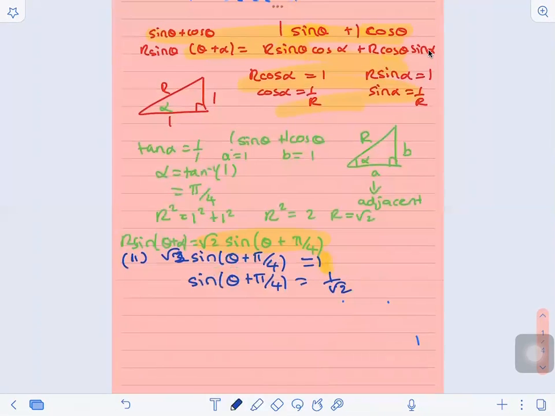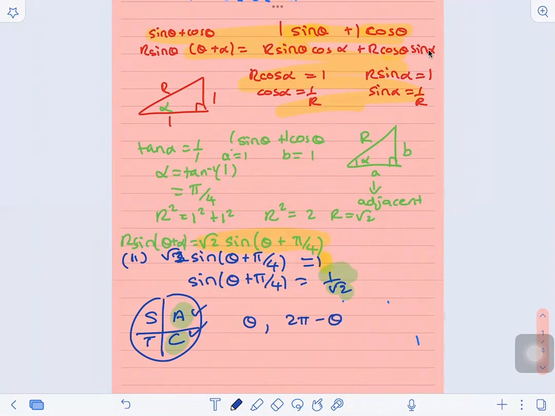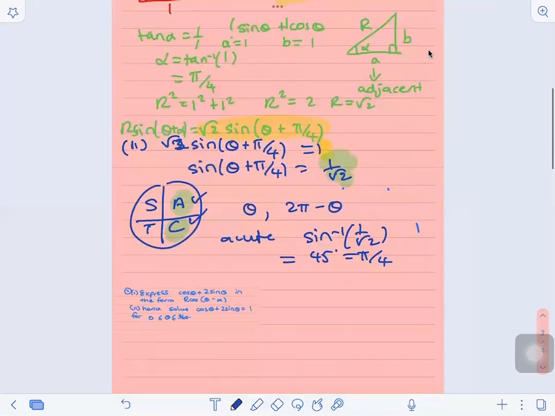Okay, so sine equals 1 on root 2. That would be a positive. So where is sine positive? All stations to cos. Then that would be positive in that quadrant and that one. So that means it's theta, and it is 2 pi minus theta. So the acute angle here would be as if you go sine minus 1 of 1 on root 2, which is 45, or pi on 4.